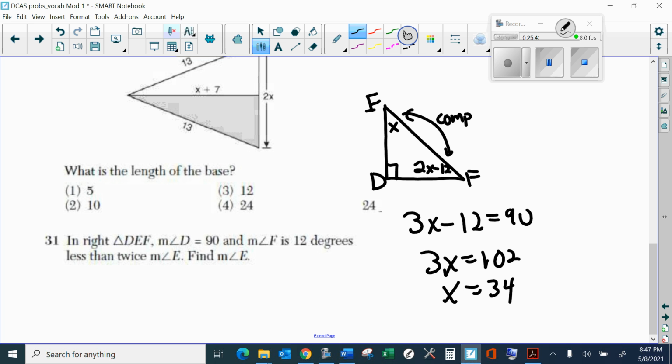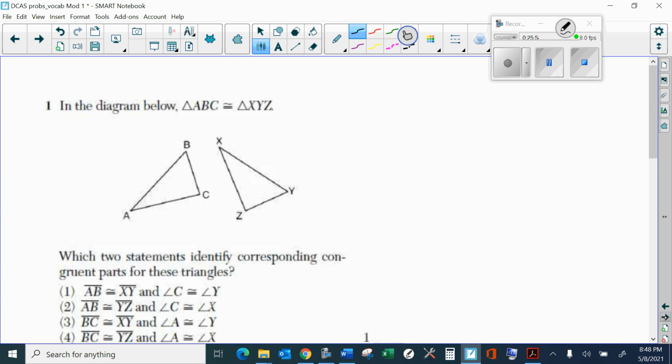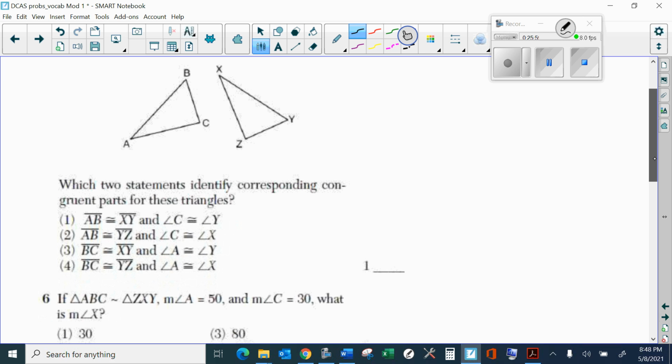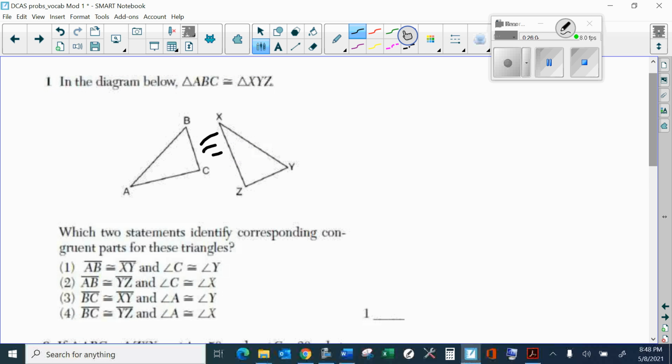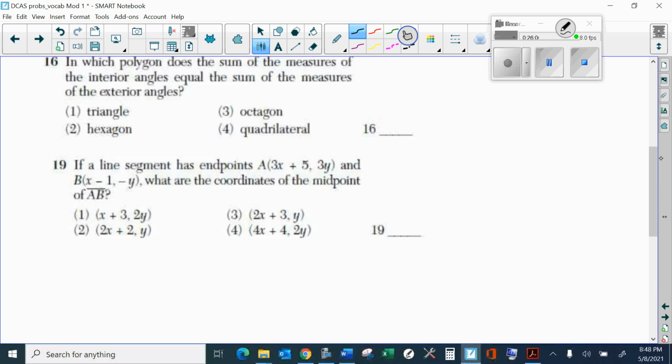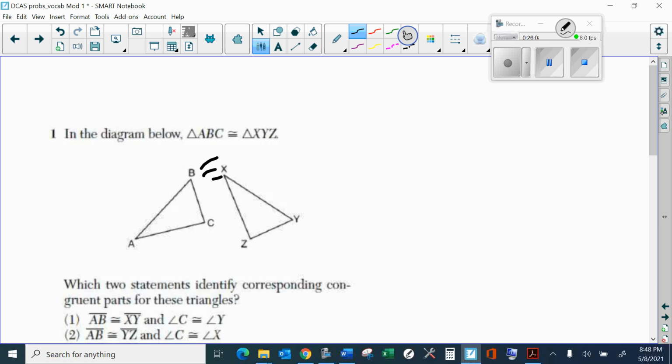What did it say? Find E. E is just the x, so it's 34 degrees. Okay, if it's at F, I'd have to plug that 34 in there, or do 90 minus 34, and that would be 56. Okay. These are congruent, it says. Something's off, dang it, what just happened there? Okay.